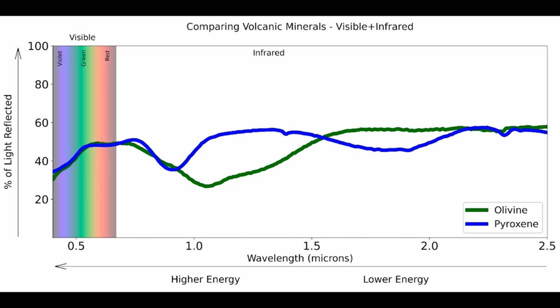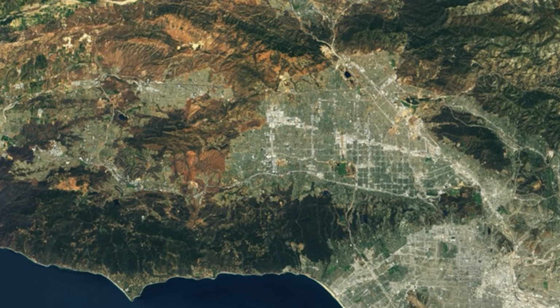Let's see a few more examples of how using infrared light can highlight differences in things that otherwise would not be so obvious. This is a true color satellite picture of Los Angeles. This is what a person would see looking down from space. The city appears in different colors of brown and green. But when you take pictures using infrared light and make a false color picture, the image changes.